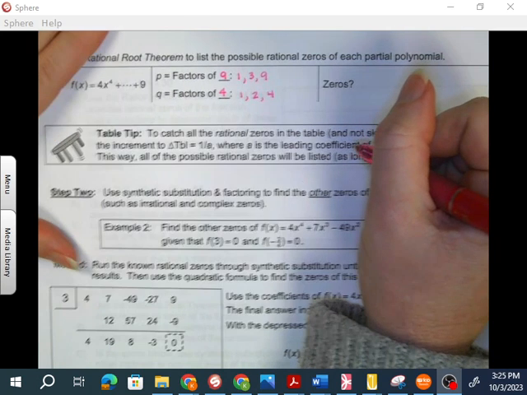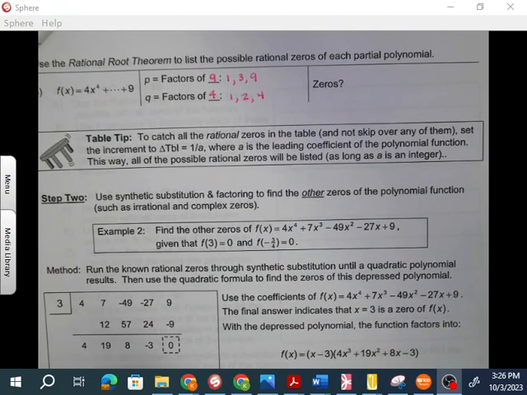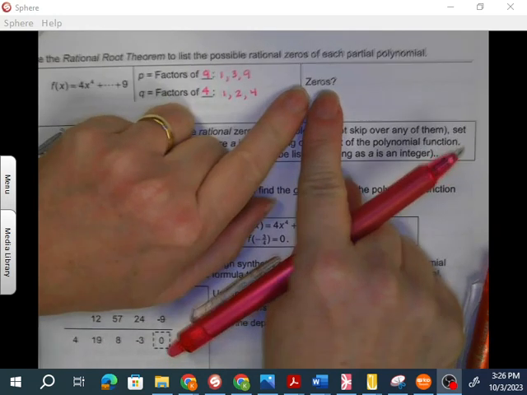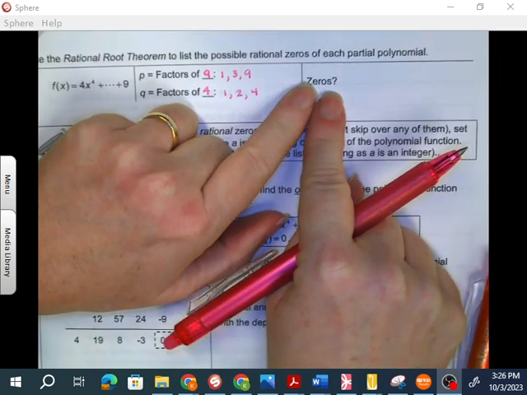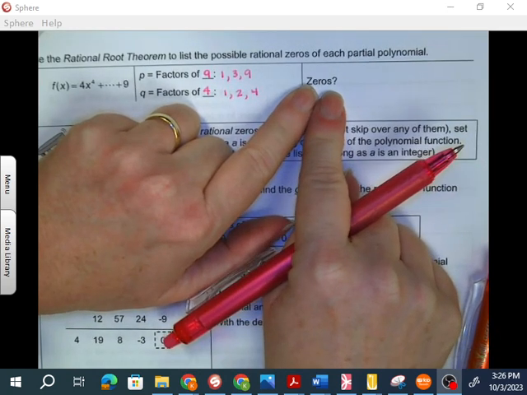All right, so far so good? So we factored the constant, we factored the lead coefficient. Now we have to put them into those fractions. So it says zeros, question mark. That's because these are not the zeros. This is our possible list of zeros. We're hoping that there's a zero here.